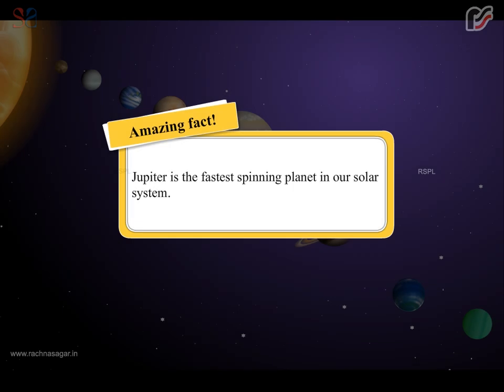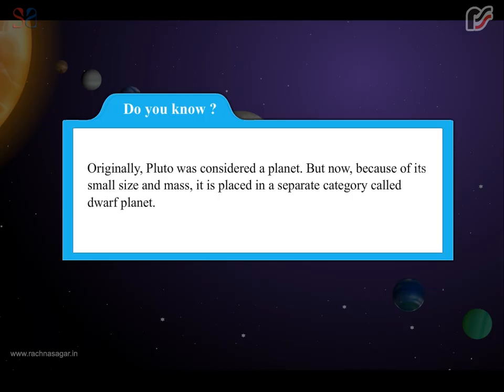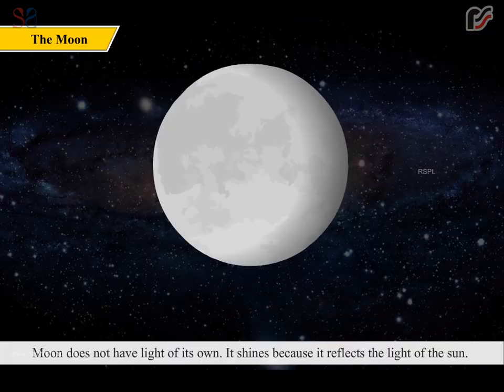Amazing fact! Jupiter is the fastest spinning planet in our solar system. Do you know? Originally, Pluto was considered a planet, but now, because of its small size and mass, it is placed in a separate category called dwarf planet.